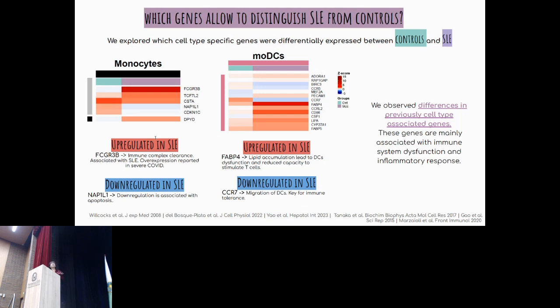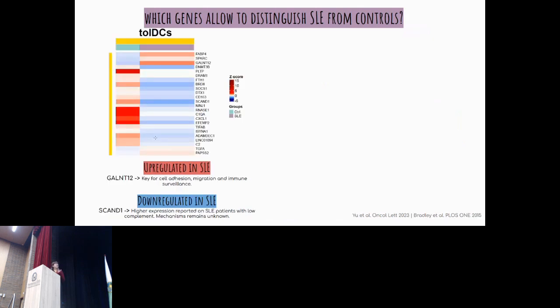In the case of MoDCs, we also observe some genes overexpressed. I highlight FAP-P4, that has been associated with lupus lipid accumulation that can contribute to dendritic cell dysfunction, which is important in lupus, and the reduced capacity to stimulate some T cells. We observed differences in these previously associated genes for these specific cell types, and the cell type that was of particular interest for us is the tolDC.